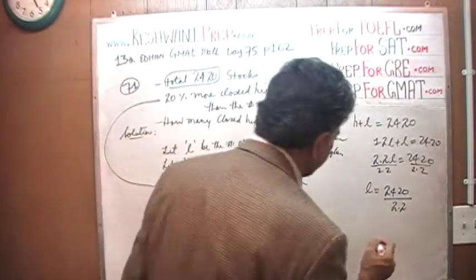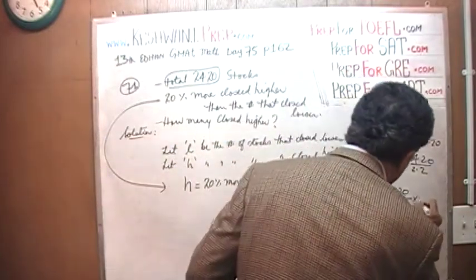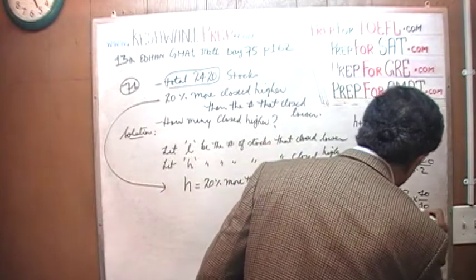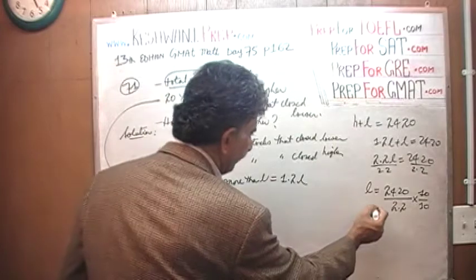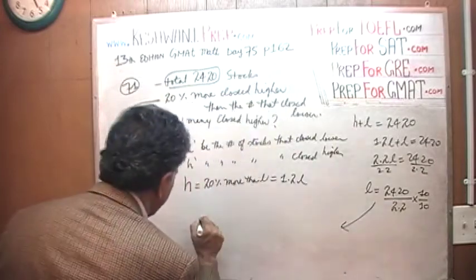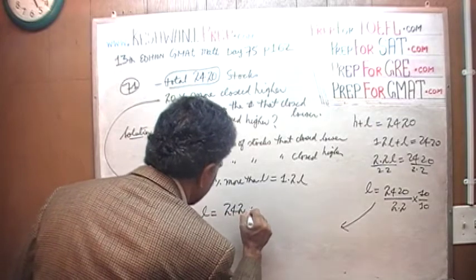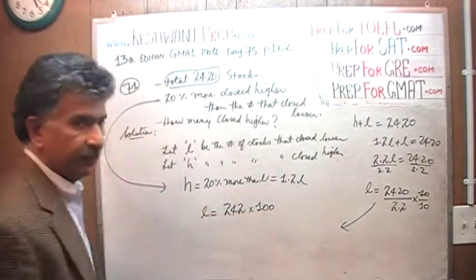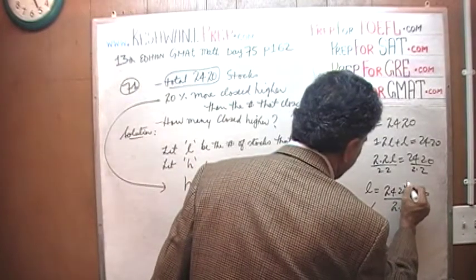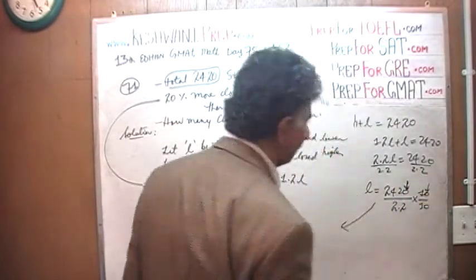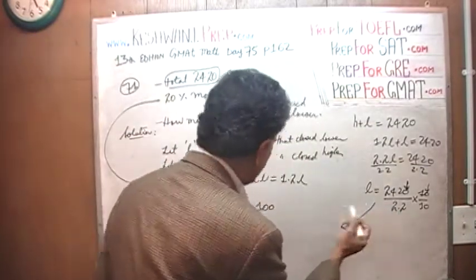Let's multiply the top and bottom by 10, so the bottom becomes 22. Let's continue this over here. So our L is 24.2 times 100, and you will see in a second why I did times 100. I'm combining this zero and this zero into 100. So 242 divided by 22.